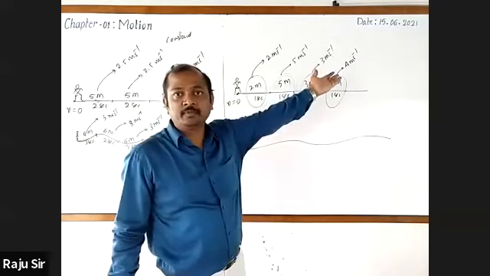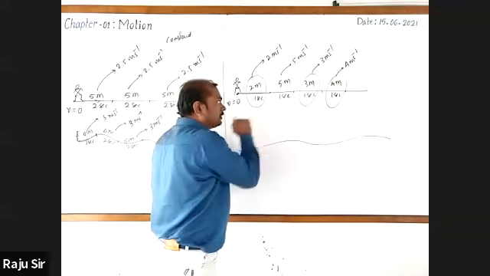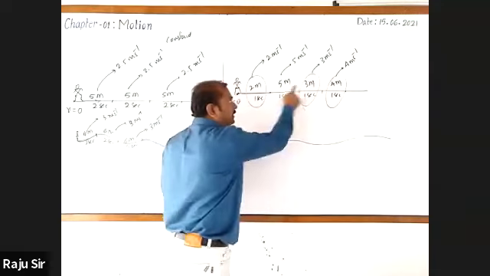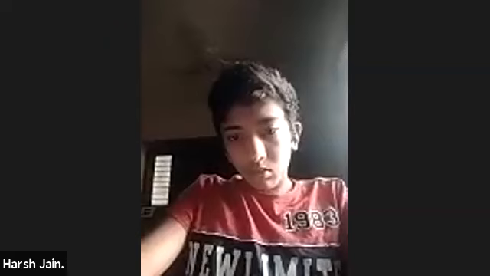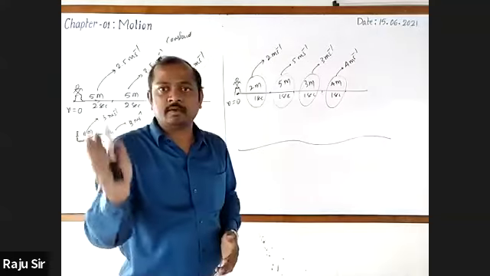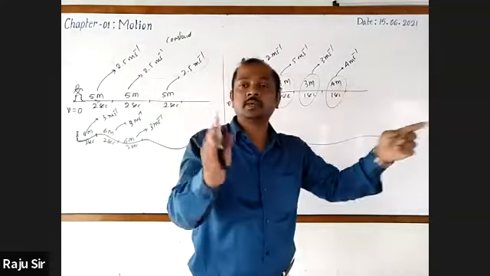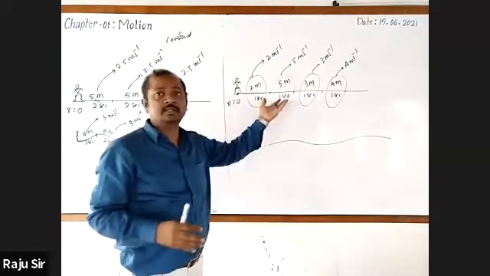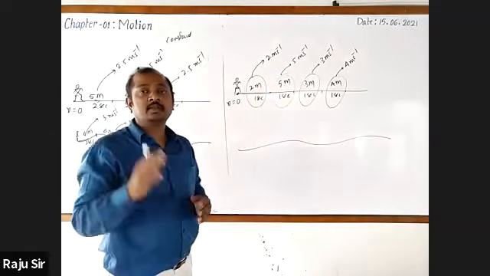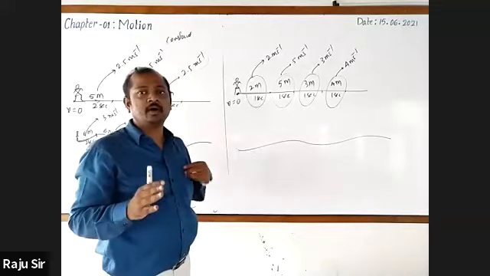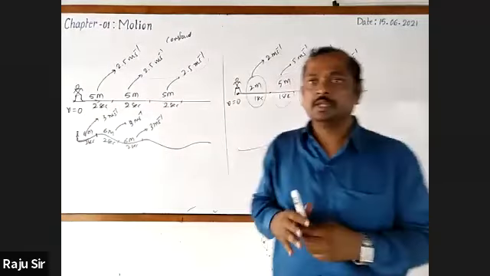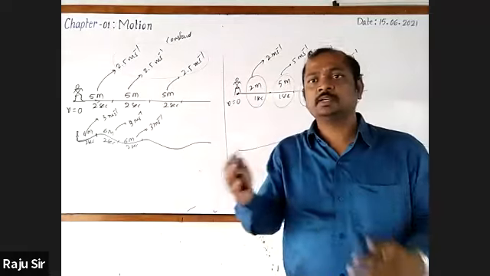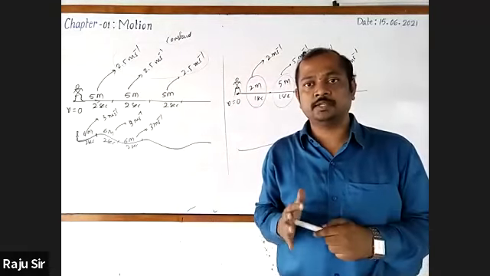You can say that it is non-uniform speed. The reason is here the ball is covering unequal distances in equal intervals of time. When a body covers unequal distances in equal intervals of time, then we can say that the speed is non-uniform. Even if you consider the velocity, it is non-uniform velocity.